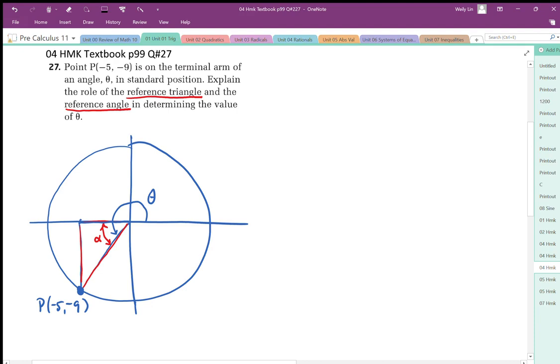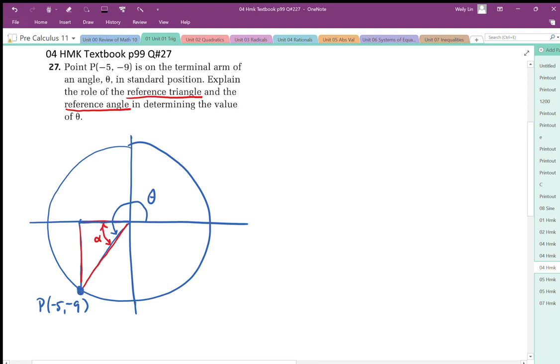That reference triangle gives us the reference angle alpha. Now, when we're trying to find the value of theta, the theta value is the position angle. So we measure it from the horizontal and it locates the position of that point, -5, -9. That angle alpha can be used to determine the position of P if we know which quadrant it's in.